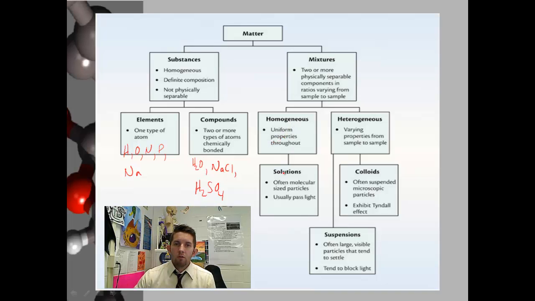Homogeneous mixtures are also called solutions. Alright? They're also called solutions. When we think of homogeneous mixtures, we're thinking of salt water. We're thinking of Kool-Aid. Uniform throughout. Your first drink tastes just the same as your last one. They're not going to be stronger. If you take a sample from one part of the solution, it's going to be the same concentration as another side of the solution.